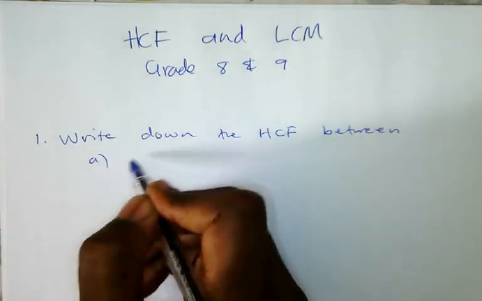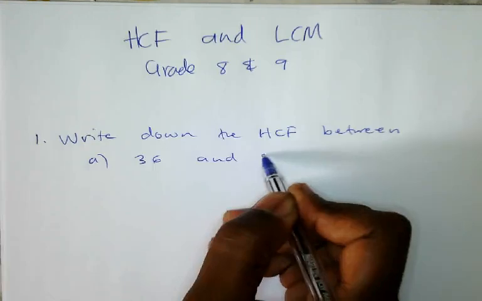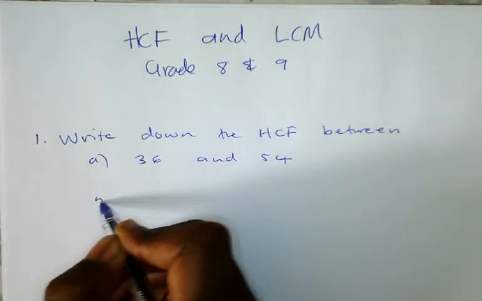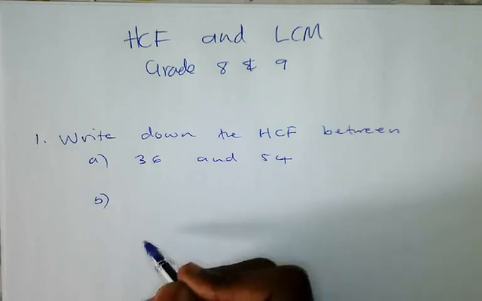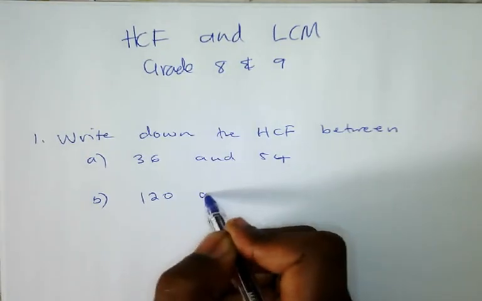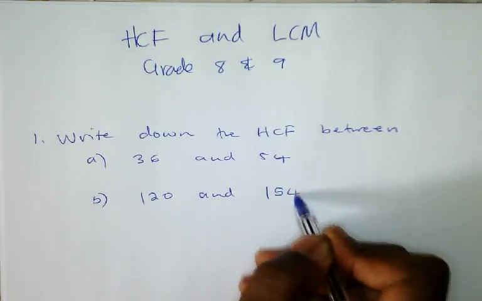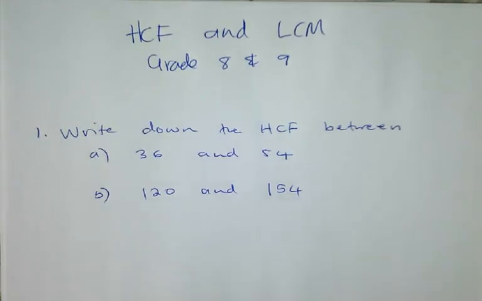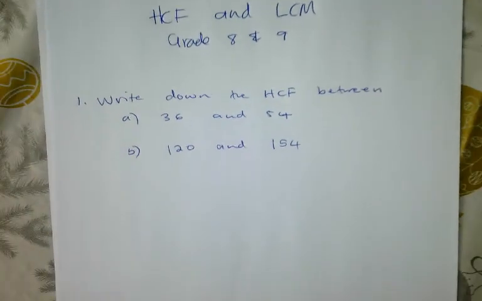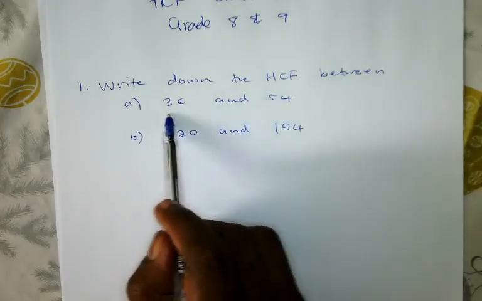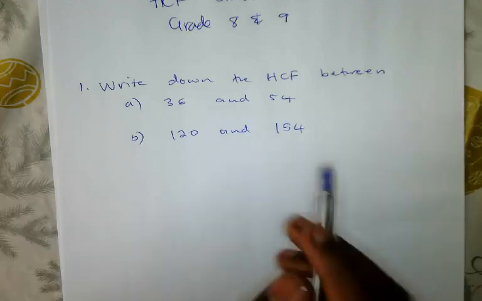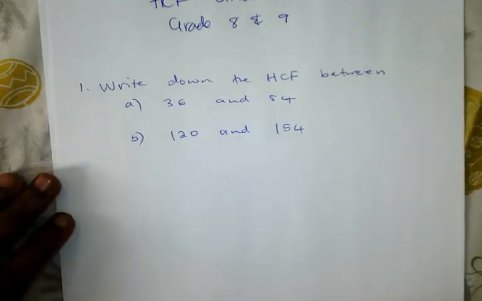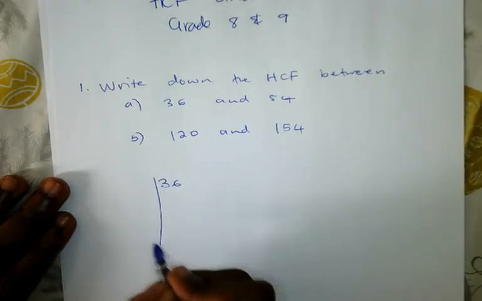Write down the highest common factor between the following numbers. The first one is A, 36 and 54. B, 120 and 154. So I'm going to do only these questions. So what are you going to do here? You're going to write down the prime basis of 36, prime basis of 54, and then identify the highest common factor there. So let's do 36.